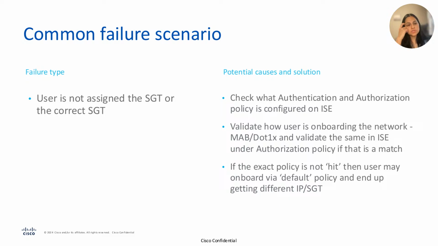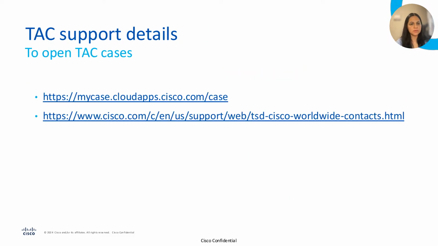Another thing can be that the user is not assigned the SGTs or the correct SGT. Here we can validate how the user is onboarding the network. Sometimes when the exact policy is not hit, the user might onboard by the default policy and get a different SGT than it's supposed to get. So that is something that we should check as well if we have a failure type where the user is not assigned the SGT.